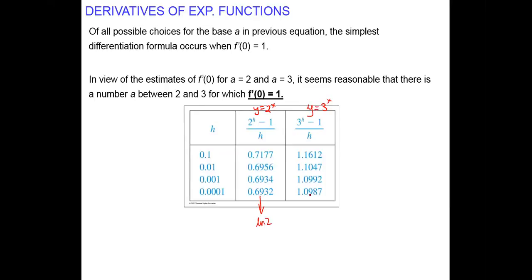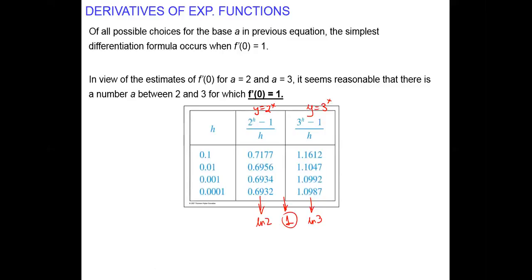If the function is defined as 3 to the x, this is ln of 3. But looking at the numerical values, ln of 2 is less than 1, and ln of 3 is greater than 1. That means mathematicians wanted the number to be exactly 1. So what do you think? ln of what number is 1? The natural log of what number is 1?